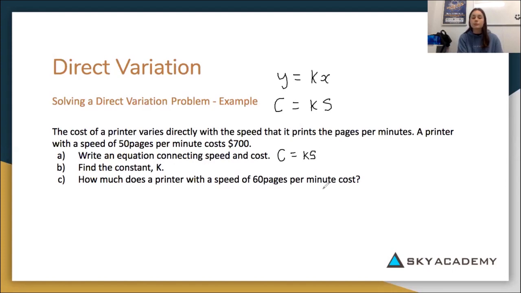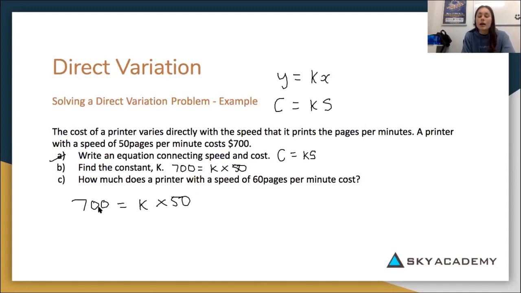Now we've been asked to find the constant k. So we are going to use the values they gave us to find the connection between the two. So if the cost equals k times s, and our cost is 700, equals our k times our speed, which is 50, we can solve this algebraically for k. So we're making k now the subject of our formula, so we can solve for it. To make k the subject of the formula, we're going to get it by itself, and we're going to do the opposite of anything on this side to take it over to the other side.